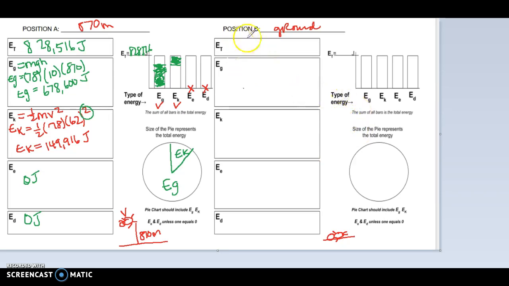Okay, now I know the total energy is the same because that never, ever changes. Once you find the total somewhere, it's there for all of them, okay? All right, so I've got 828,516 joules of total.